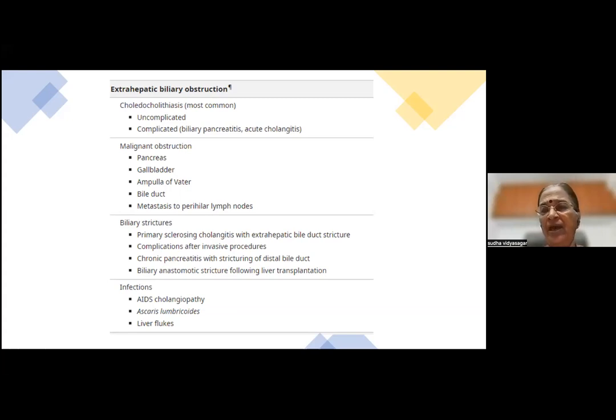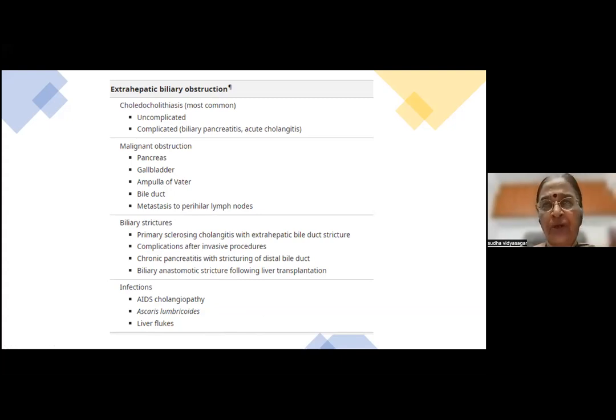Are we clear? Everything is extrahepatic. And you can have a biliary stricture, like we say, primary sclerosing cholangitis. And then after invasive procedures, you do an ERCP and then you get a problem. Chronic pancreatitis can also involve the distal bile duct, etc. And AIDS cholangiopathy, Ascaris lumbricoides, liver flukes. This is the whole list of extrahepatic biliary obstruction.